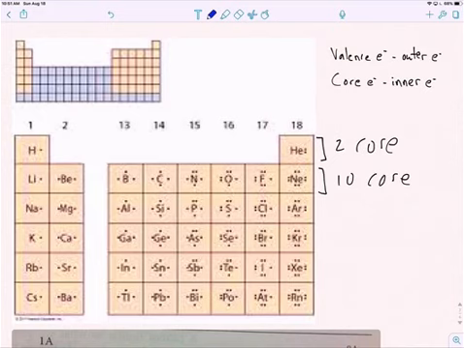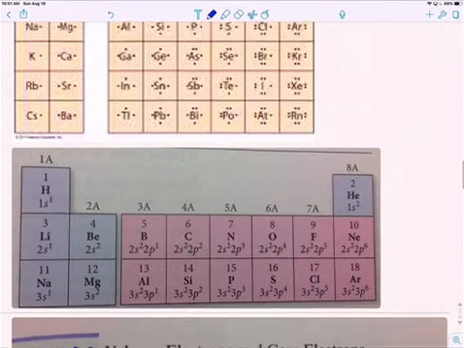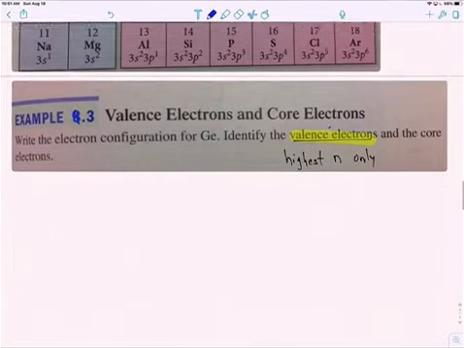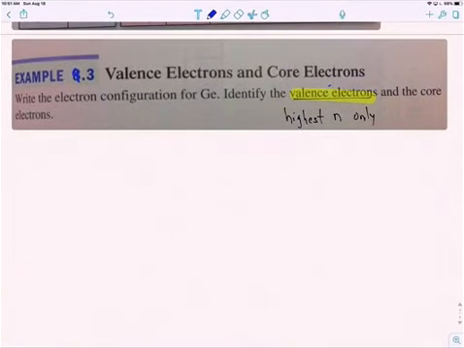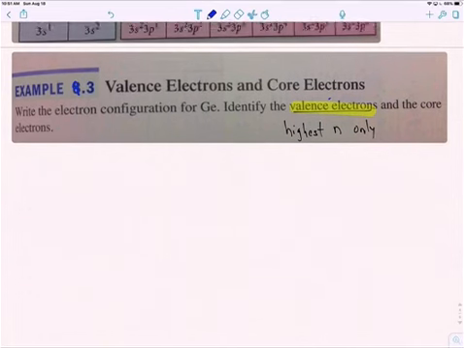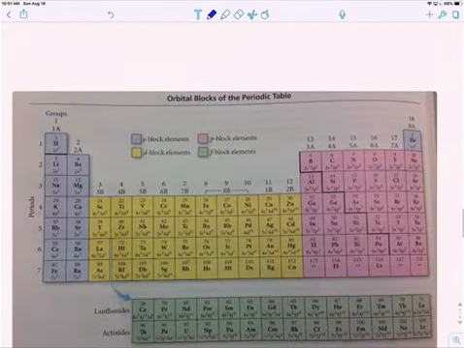So along a column, each set of elements has the same electronic structure, or similar in most cases, at least the same valence electron structure. So let us look at the electron configuration for germanium, writing it out using the periodic table. Here is germanium right here.